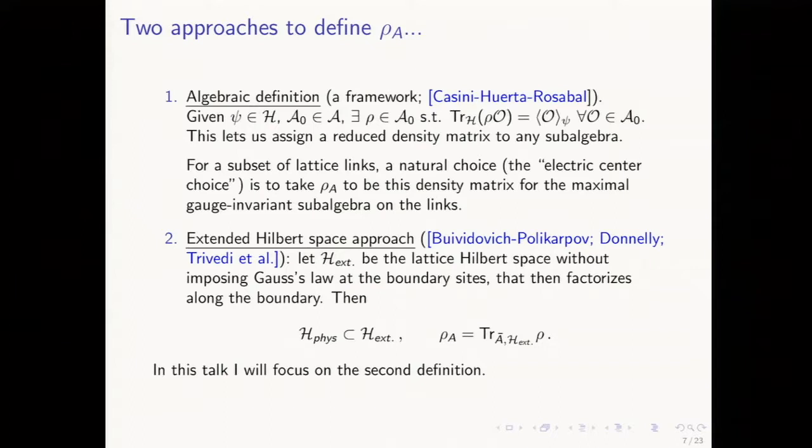These guys call this the electric center choice. You can also ask what happens if you consider non-maximal gauge invariant subalgebras on the links, but I'll just talk about the maximal one today. Okay.